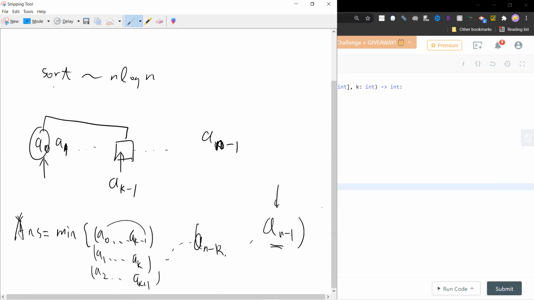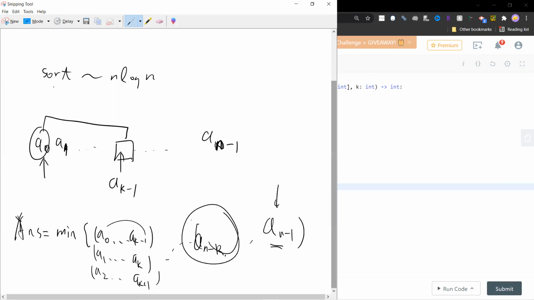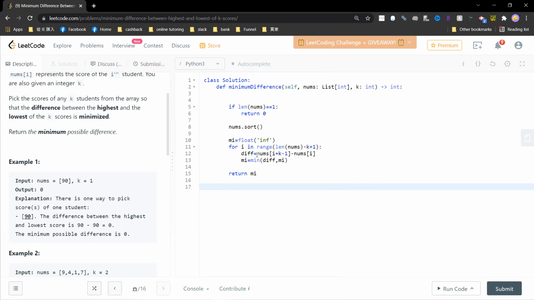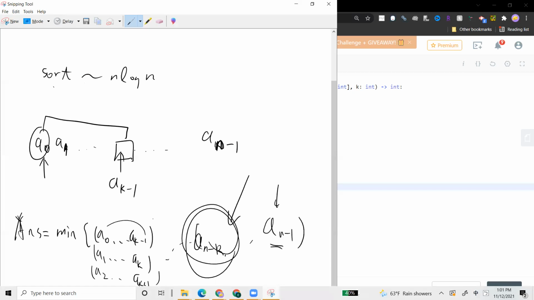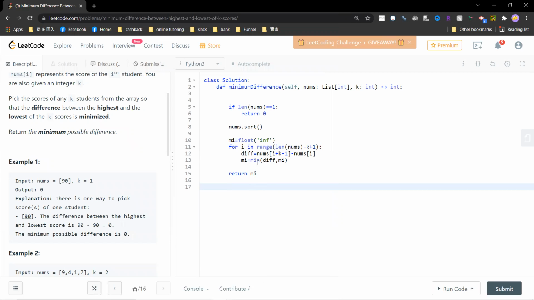So you just sort it, and you define a minimum to be infinity. Then you go through nums up to n minus K plus 1. Remember, this is very important, because this is the final window you can choose. Then you compute the difference between the elements at I plus K minus 1 and I, which is just this minus this. You can easily see that one of these must be the answer, and the final return is the minimum.